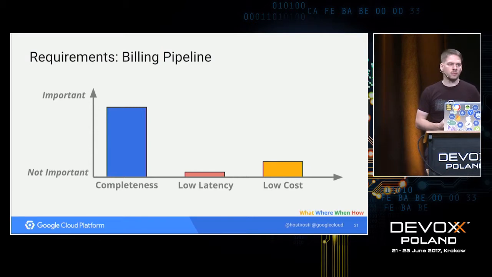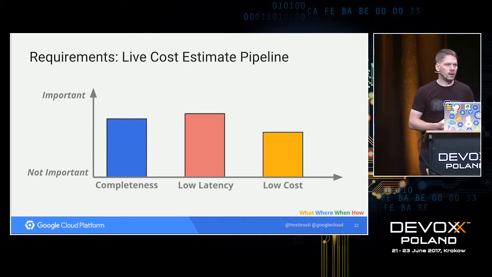Now, latency might not be that important. Your customer can probably wait a day or two until they have their final billing for the month. Low cost is also not important because you really want to have that correct. So you can actually spend some money to have this billing correct, to not have unhappy customers or bad business.